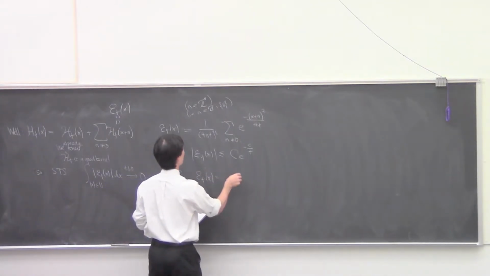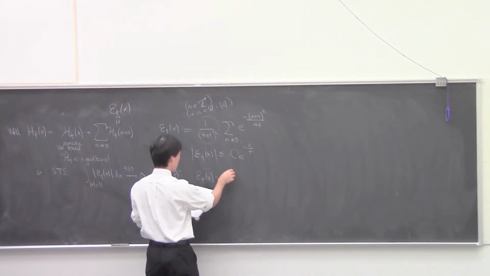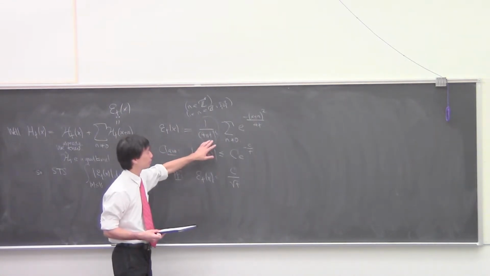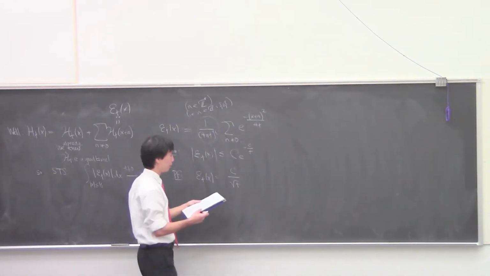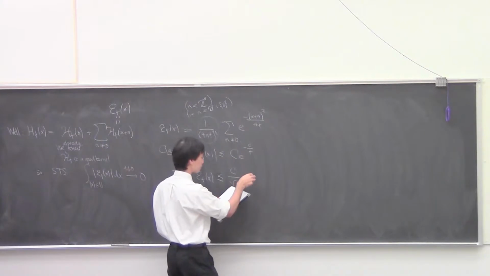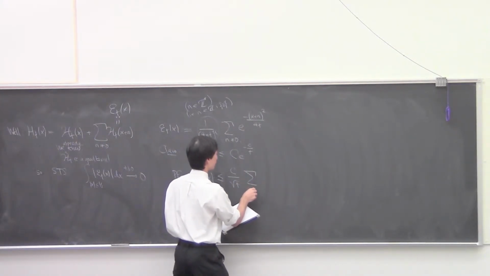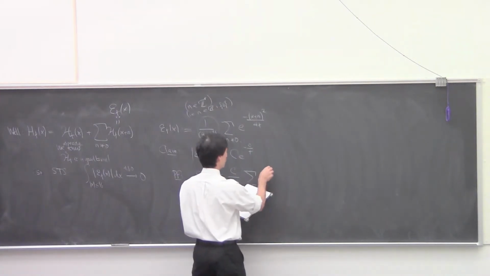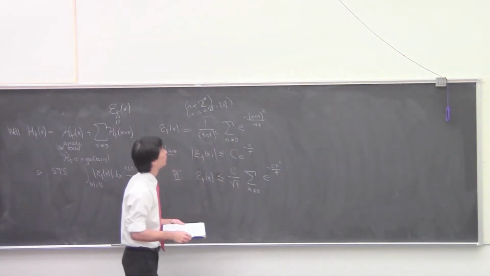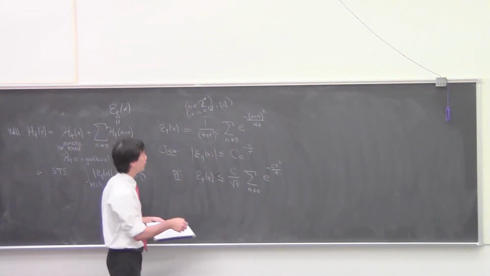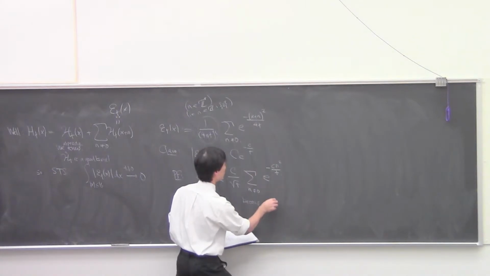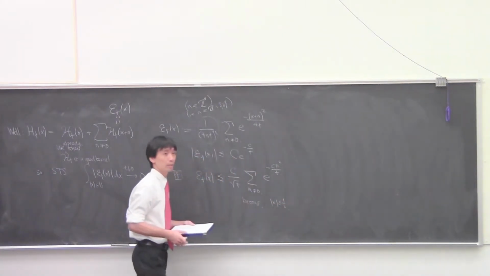Well, I'm just going to replace this by c over root t. This first thing, I'm going to take a c here so I don't have to worry about writing 4 pi, etc. And then here, I'm going to say that this thing is bounded by e to the negative cn squared over t. And you can do this because x is small.